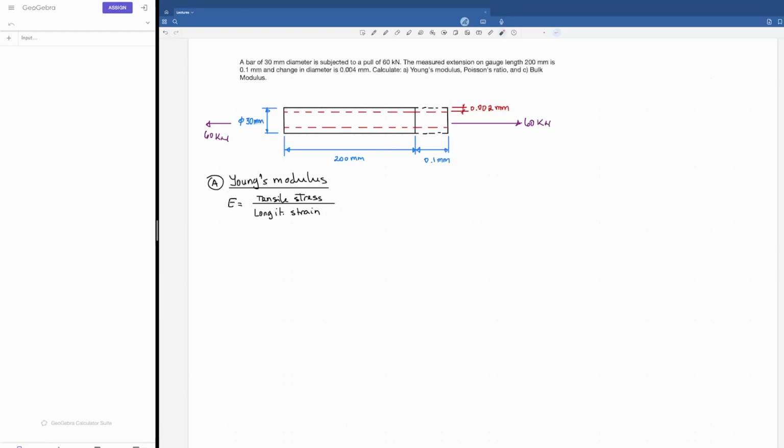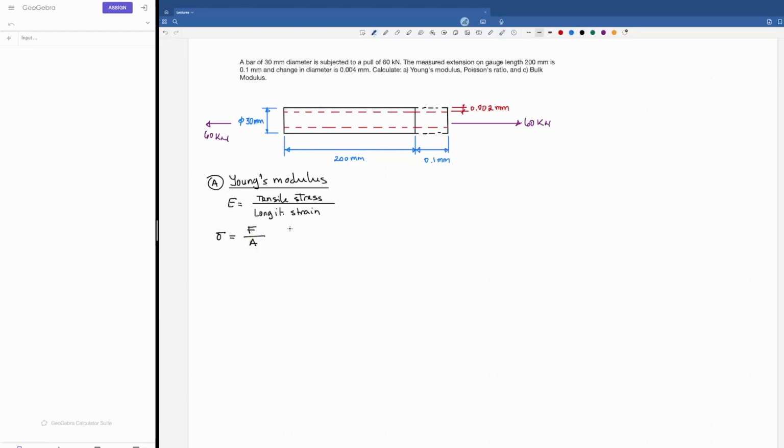Let's go for the first one. Tensile stress, I'm going to call it sigma. Well, we have a force, and that force is applied on an area. So that's going to be just the force, you can call it P, applied on the area. So what's the area? The transversal area of this round bar. We need just to calculate how much is the area of this transversal section.